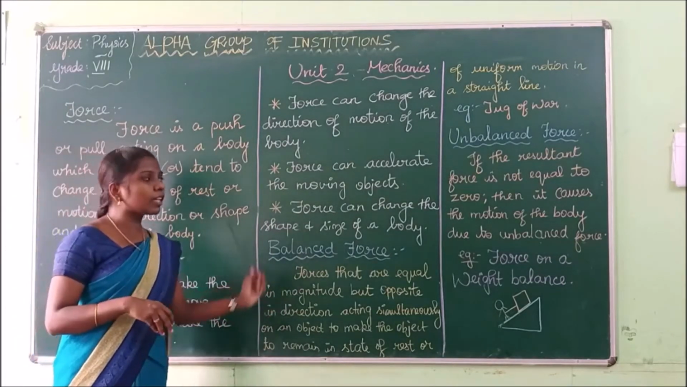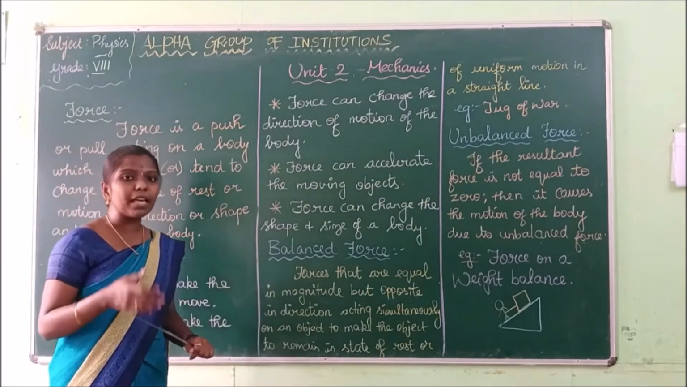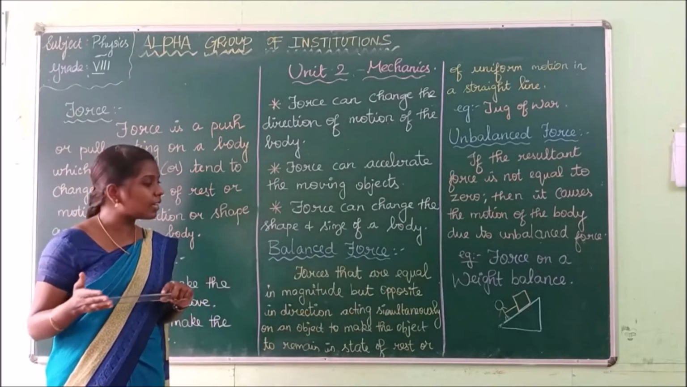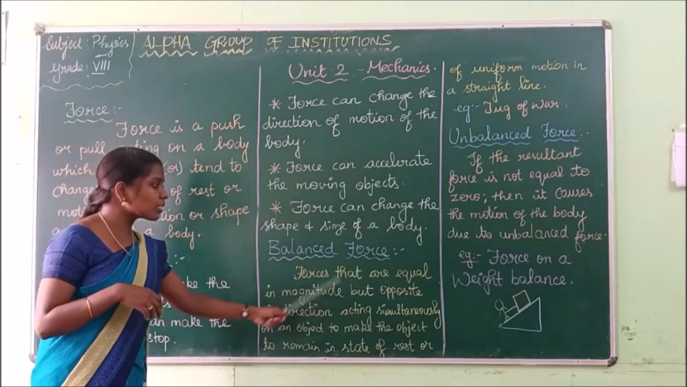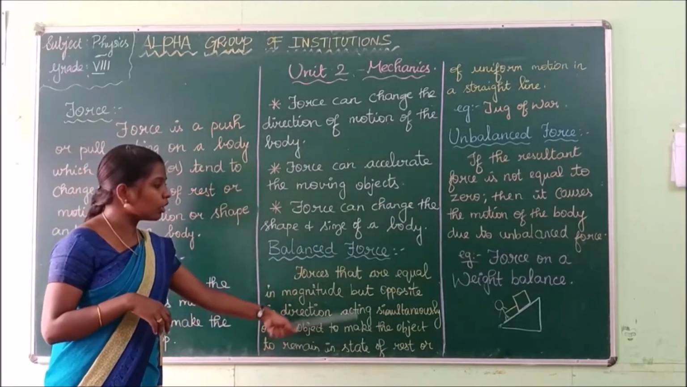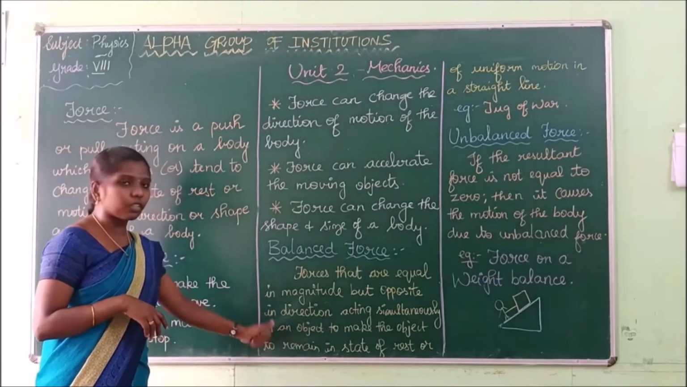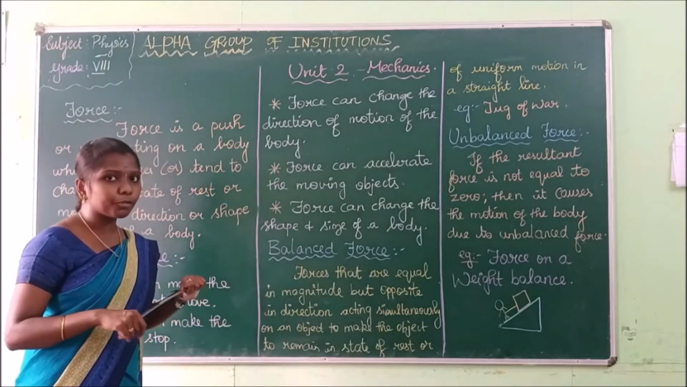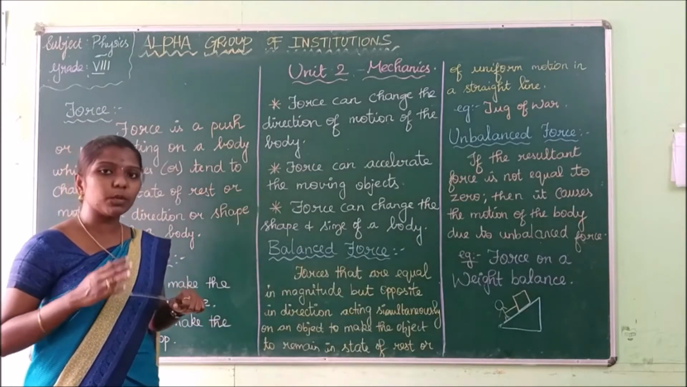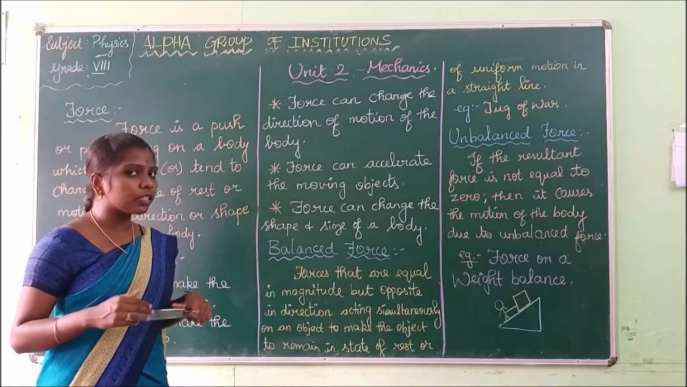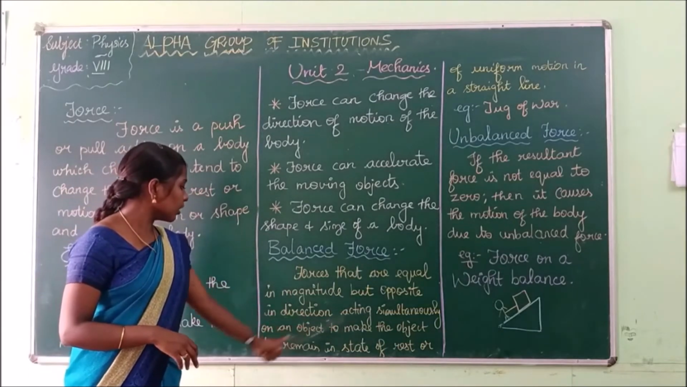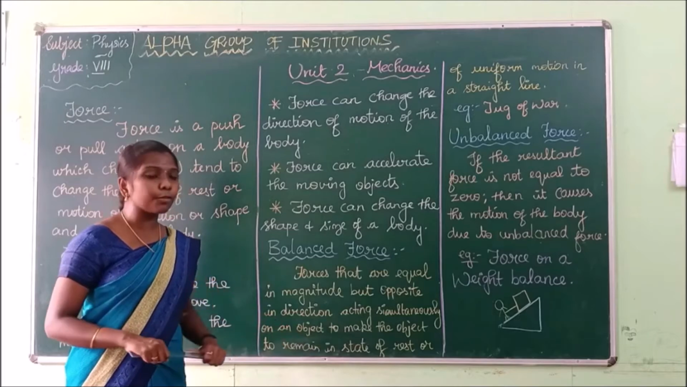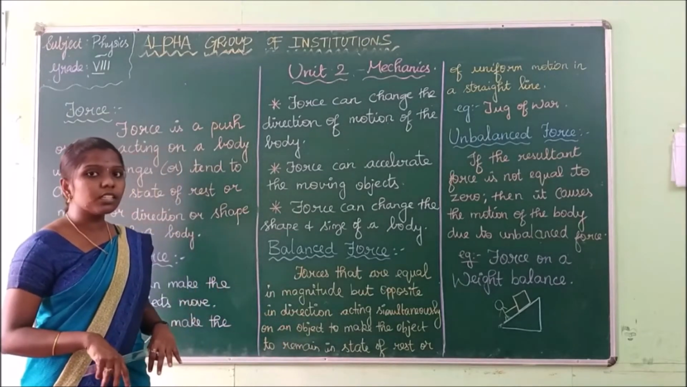Next, there are two types of forces, namely balanced force and unbalanced force. What are called balanced forces? Forces that are equal in magnitude but opposite in direction are called balanced forces. These forces can make an object remain in a state of rest or motion in a straight line.